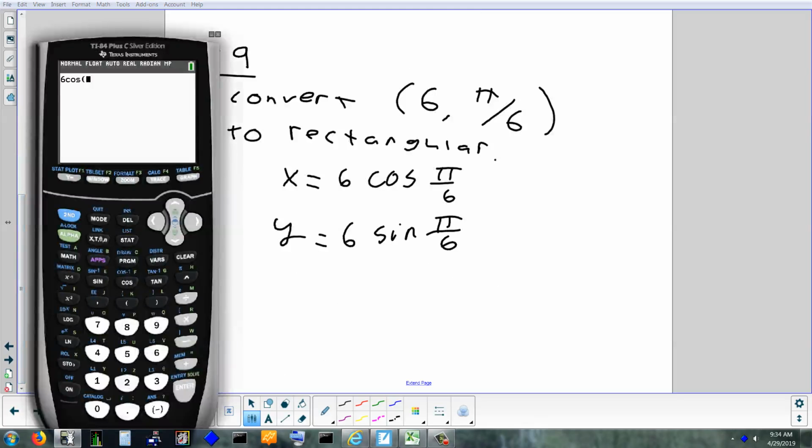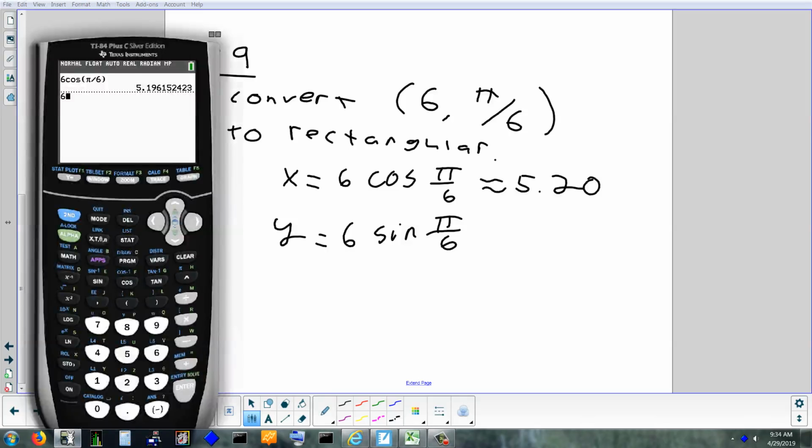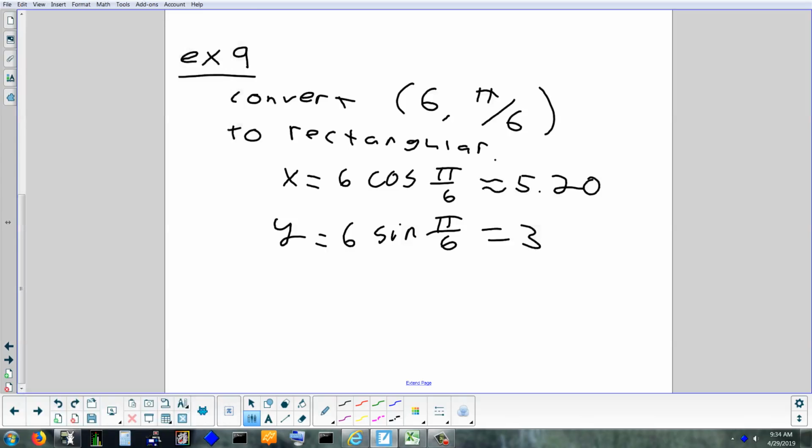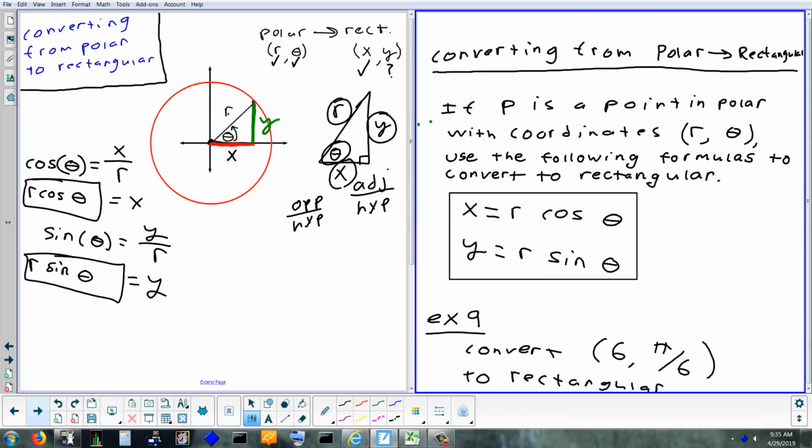All right, so let's type in 6 cosine pi over 6. Right, and we get about 5.20. So that's my x. And my y, 6 sine pi divided by 6. We get 3. So the last thing is just write that as a coordinate, right? Because we're converting it to a rectangular coordinate. So x, comma, y. And that's the answer. Okay, any question on that?